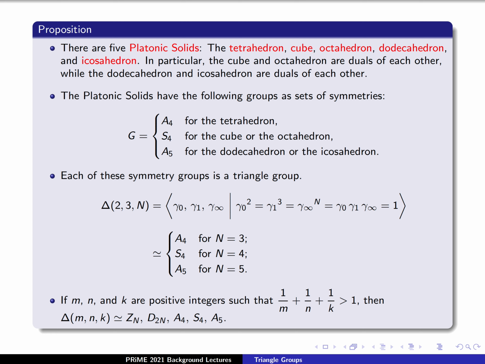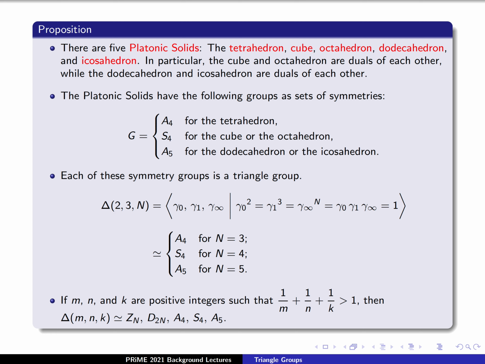As mentioned before, there are only 5 Platonic solids, and actually we can pair these off. For example, the cube and the octahedron are duals of each other, whereas the dodecahedron and icosahedron are duals of each other. What we mean by dual is, if you consider replacing the midpoint of a face with a vertex and a vertex with a face, then you can look at the dual Platonic solid.